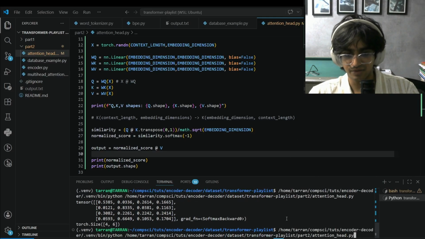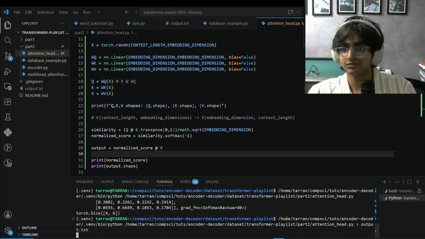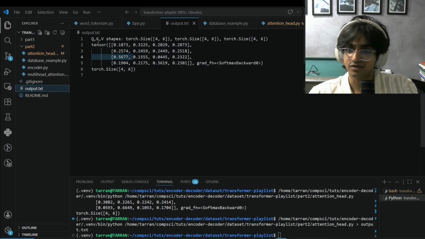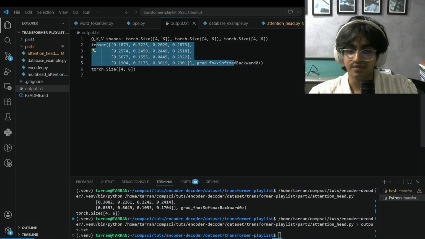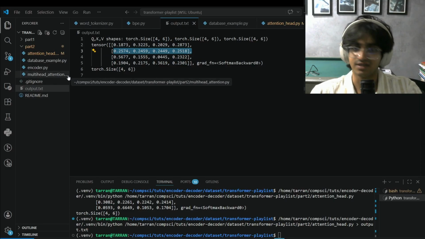Looks like we got an output. Let's see what our output is. So we got our shapes for QKV, 4 by 6, 4 by 6, 4 by 6, exactly what we need. We've got our similarity matrix, which is 4 by 4. And if you look at the rows, all of them sum up to 1. This sums up to 1. This sums up to 1. And yeah, this is essentially how it works. Now let's move on to multi-attention head.